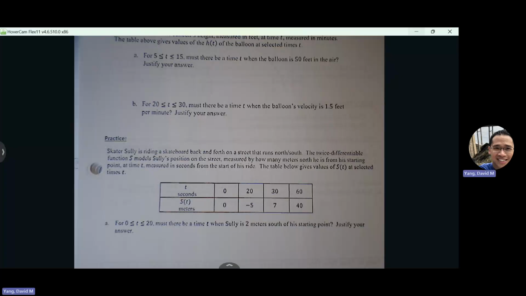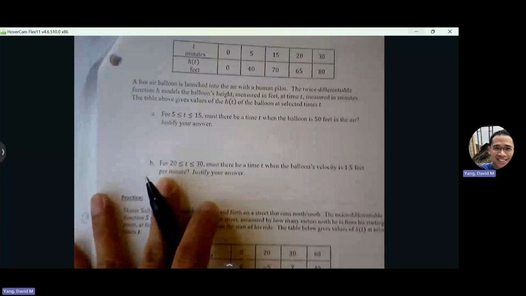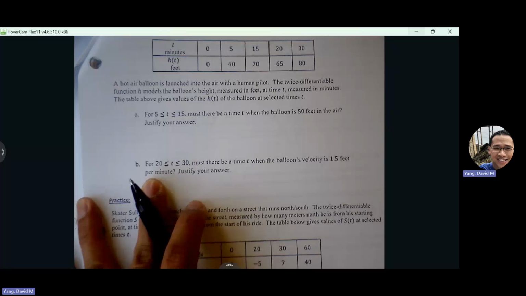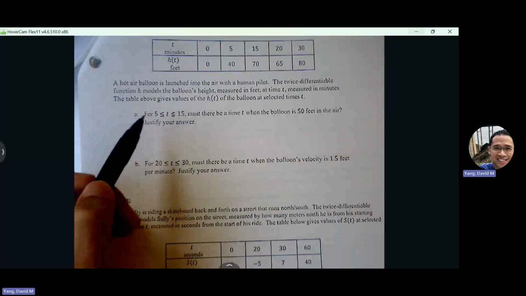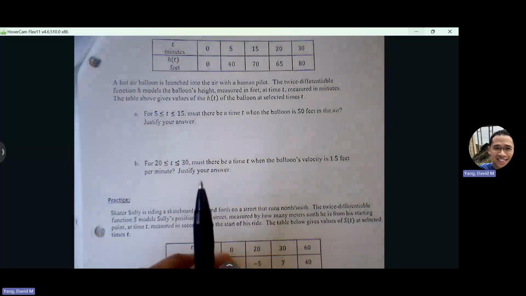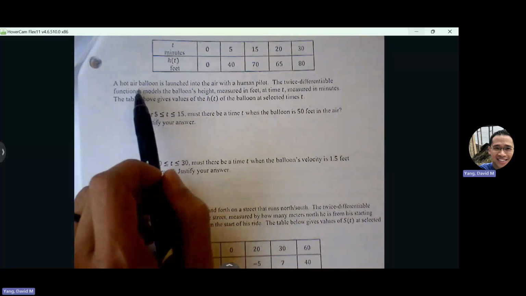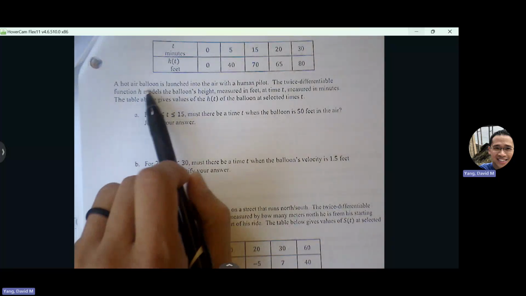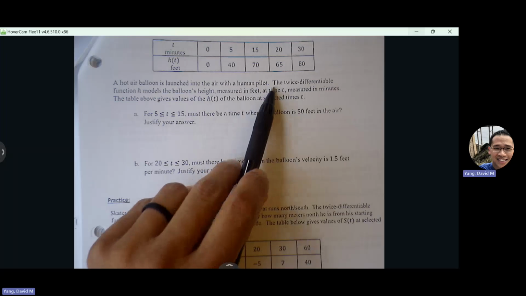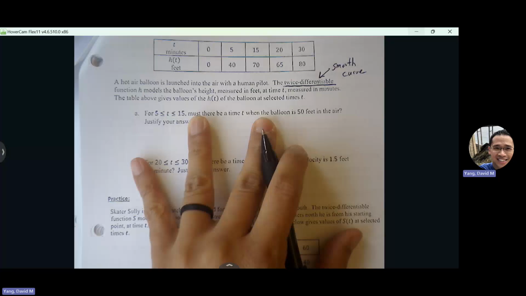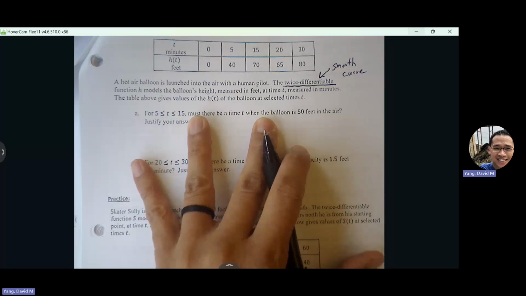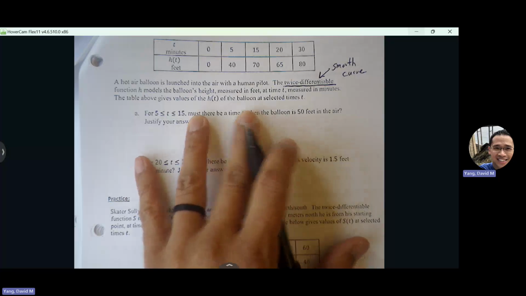Okay, so here are some examples that kind of highlight that distinction, where you have a problem, and then one of them ends up being IVT, and the other one ends up being mean value theorem. So it says a hot air balloon is launched into the air with a human pilot. This twice differentiable function. So whenever they give that twice differentiable, that just means that you're dealing with a smooth curve. And you don't have to worry about, oh, there's a sharp turn or an asymptote or a hole. It's just going to be a nice smooth curve all the way through.